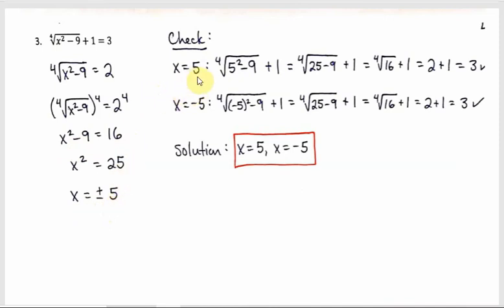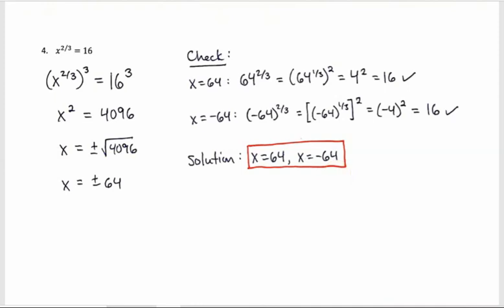So if we check x equals 5, so I subbed a 5 in on the left side of the original equation, we end up with 5 squared minus 9 under the radical, so that's a 16. But the fourth root of 16 is 2. You add 1, you get 3. Okay, great. That's what's on the right side of the equation, so that works. Negative 5, same idea. You sub in the negative 5. Once again, you're going to get a 16 under the radical, so the fourth root of 16 is 2. Add 1, you get 3. That also works. So they both work, so they're both going to be solutions here.